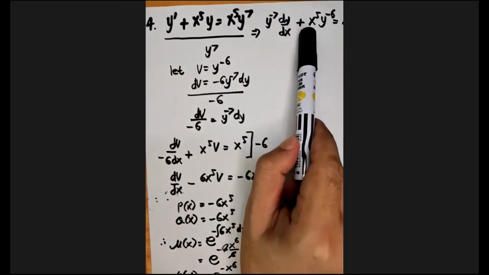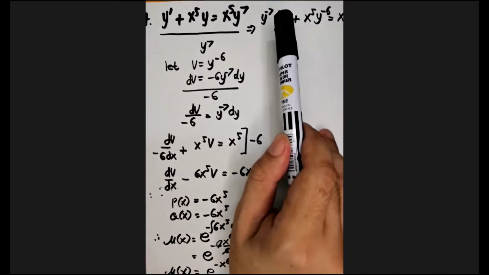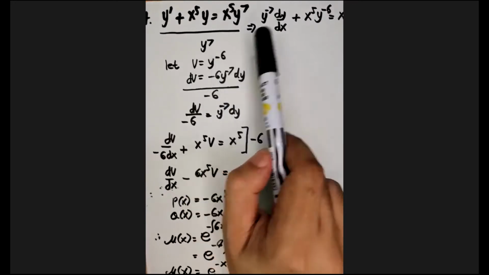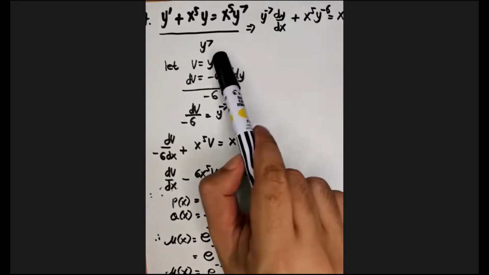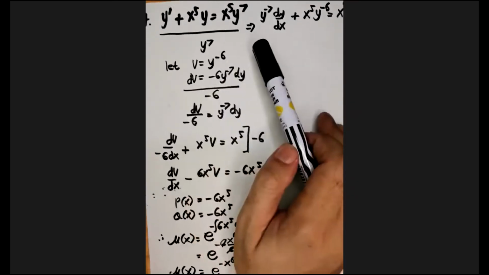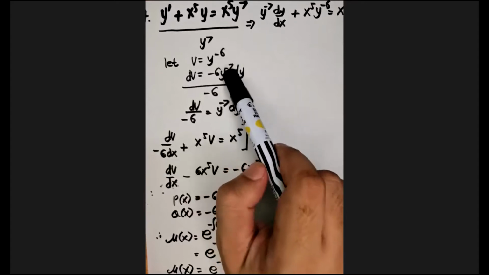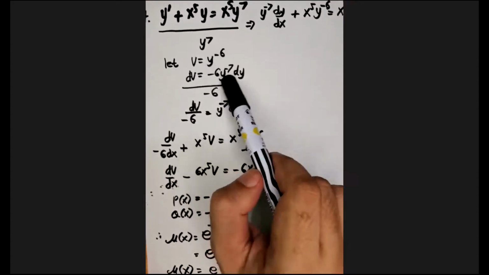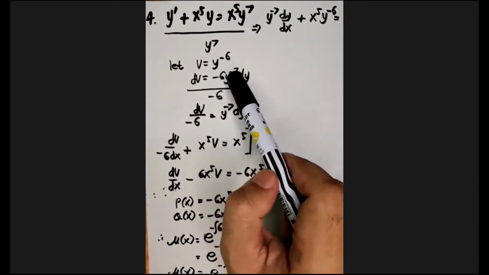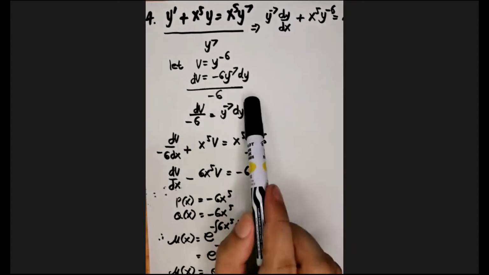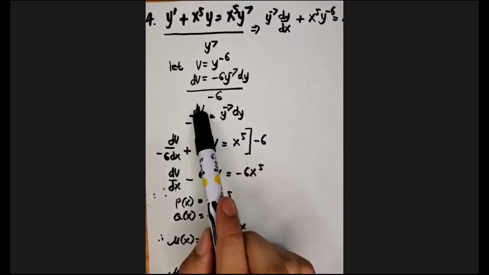And then we need to introduce v for the substitution. So v is equal to y raised to negative 6, and y raised to negative 6 is the middle term. Then we differentiate. So dv is equal to negative 6 times y raised to negative 7 dy. And then we need to find y raised to negative 7 dy, so divide this term by negative 6. So we'll have y raised to negative 7 dy is equal to dv over negative 6.